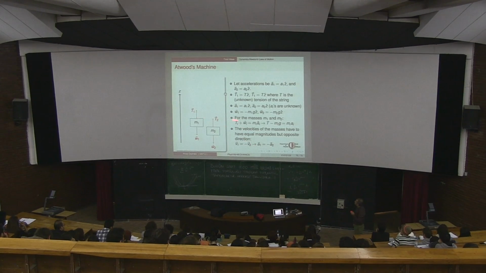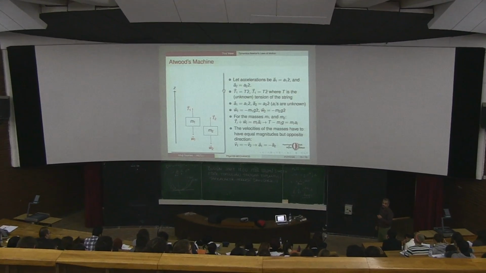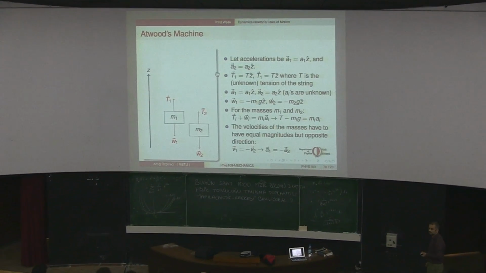But then I will use one fact. I know that if this mass moves up by 1 unit, the other mass moves down by 1 unit. So the displacement of this mass and the displacement of this mass have equal magnitudes, but if one moves up, the other one moves down. They have opposite directions. But if the displacements are equal but in opposite directions, it just means that their velocities have equal magnitudes, but they are moving in opposite directions. So the velocity of the first mass is equal to minus the velocity of the second mass. This should be valid at all times.